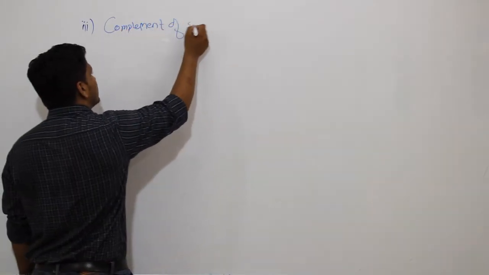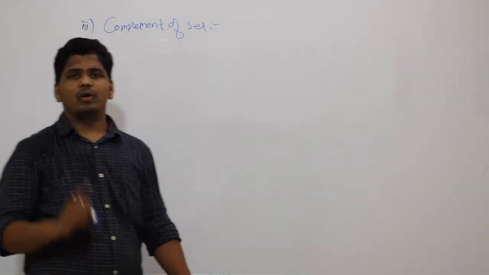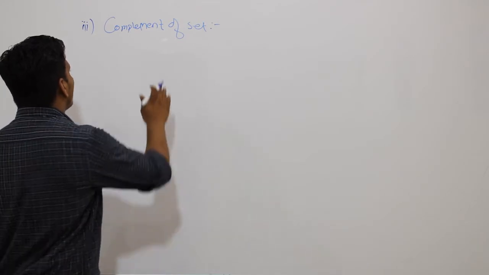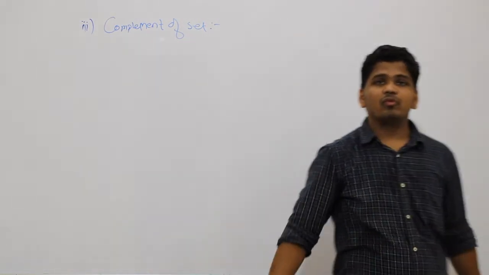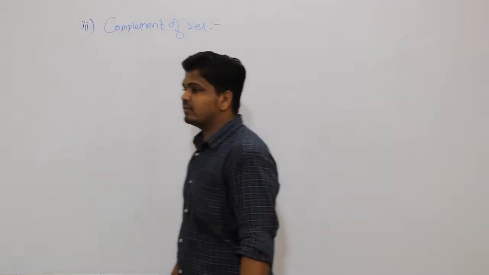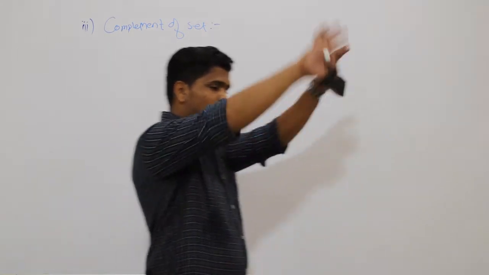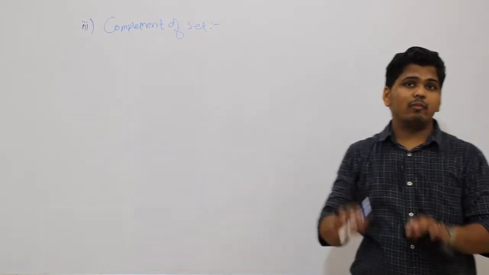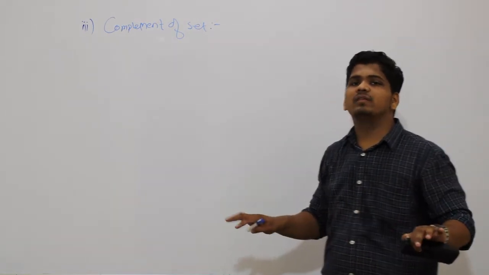Complement of sets. Set complement will be required only for a set. Now what is the complement of set A? Suppose you are having some set A, a subset of universal set U. Then the complement of set A is nothing but all those elements that are in U, from your universal set, but that element must not be in A. Apart from A, all elements you will consider.